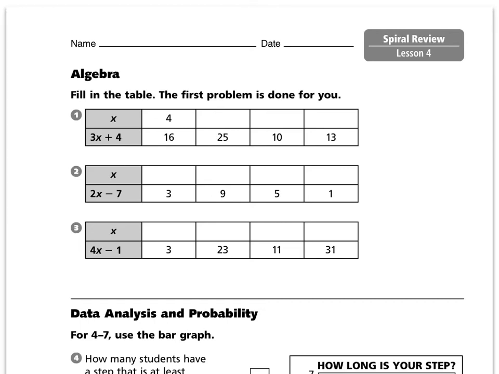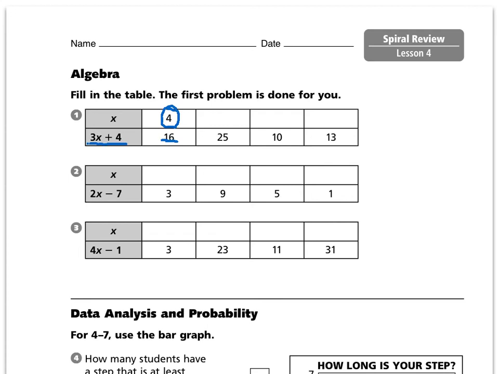Let's look at Chapter 15, Lesson 4 Review, Algebra. Fill in the table. The first problem is done for you. So it looks like we have x and then 3x plus 4 as our equation. If you plugged and chugged the 4 in, you would have 3 times 4, which is 12, plus 4 more equals 16. Now in order to find out what x is, we can work backwards.